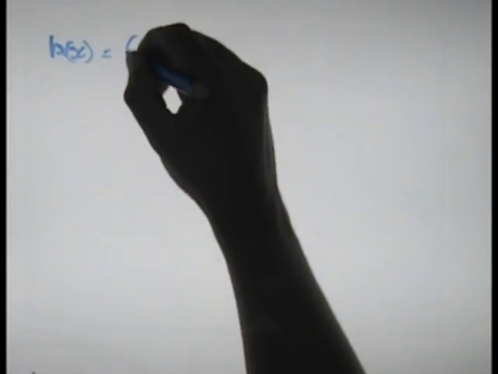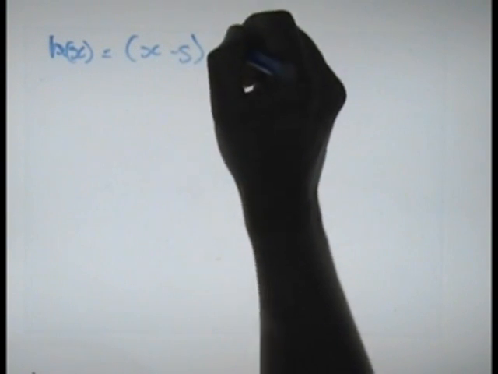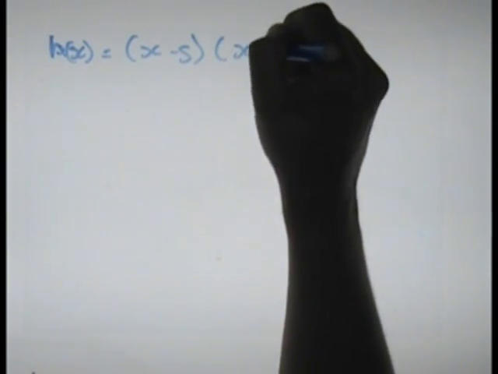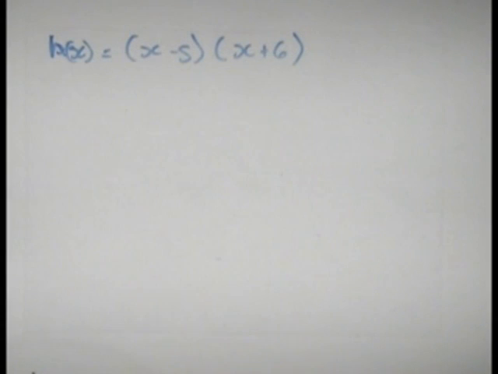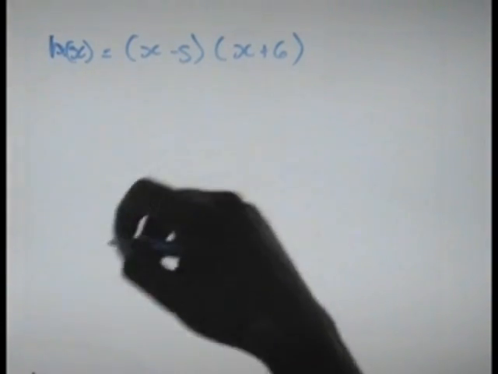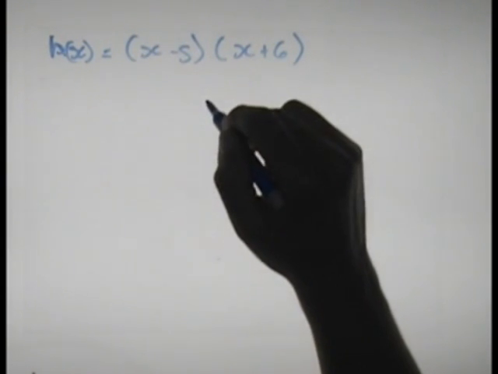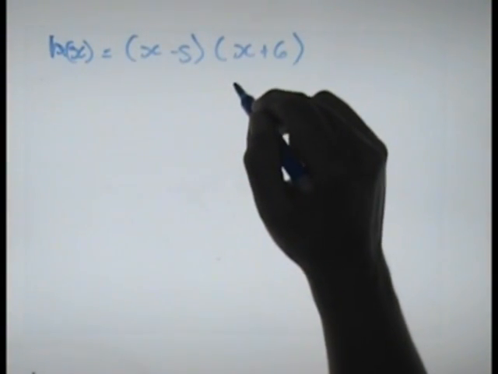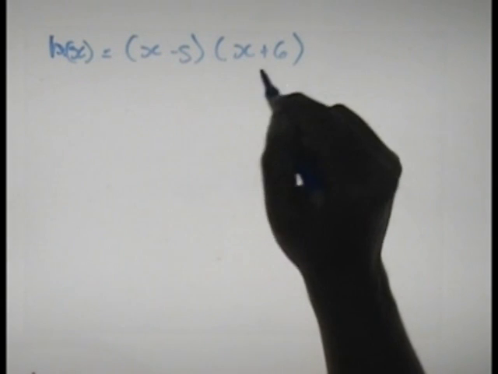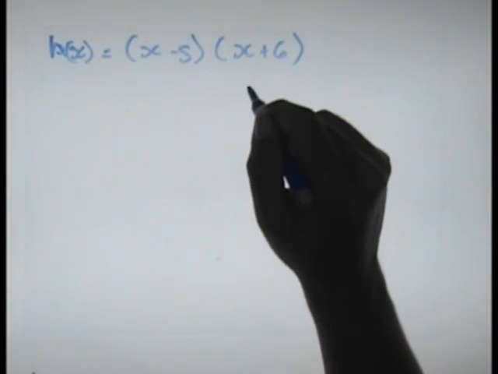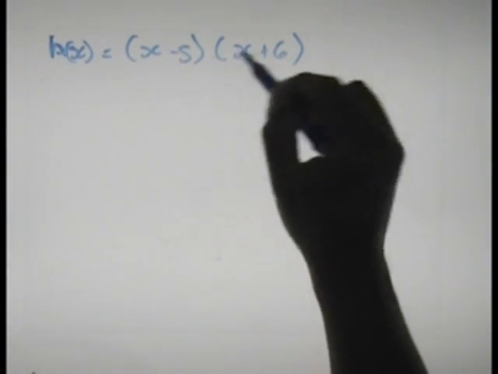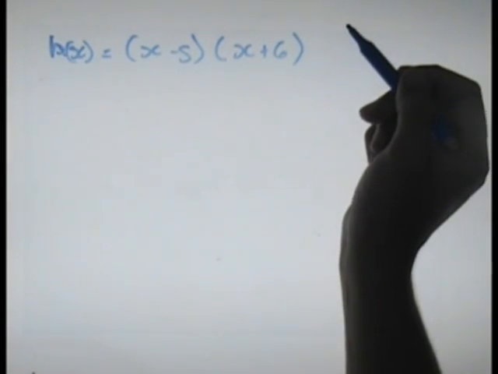The third one I gave you to do read h of x is equal to x minus 5 multiplied by x plus 6. This one here, I'm going to do it the normal way. Step 1, look at my a value. Step 2, look at my axis of symmetry. Step 3, turning point. Except I'm going to start by doing step 4 first.